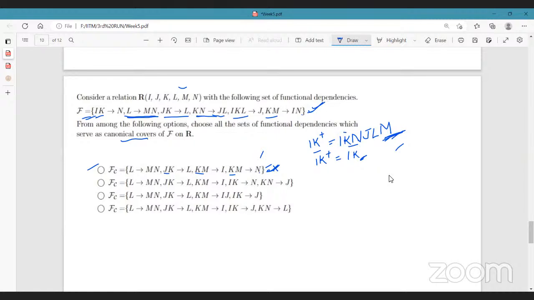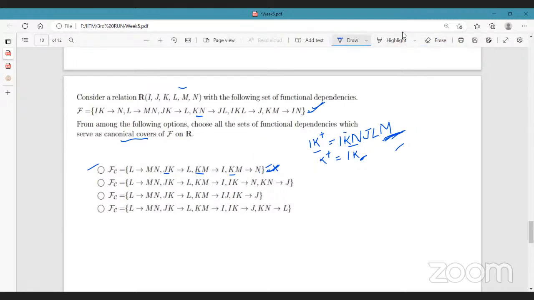We have to only remove the extraneous attributes or extraneous functional dependencies, right? So extraneous, as the name suggests, means that it is an extra attribute or an extra functional dependency. That is, even if we don't keep it, we will still get the desired output. Am I clear? Yes. Okay, so we'll proceed with the next options for better understanding.